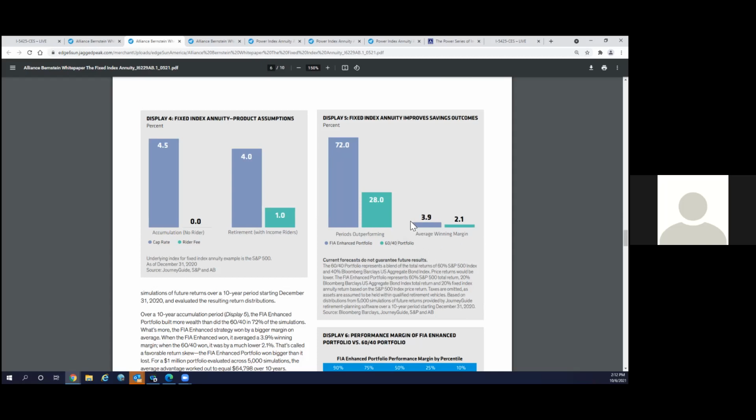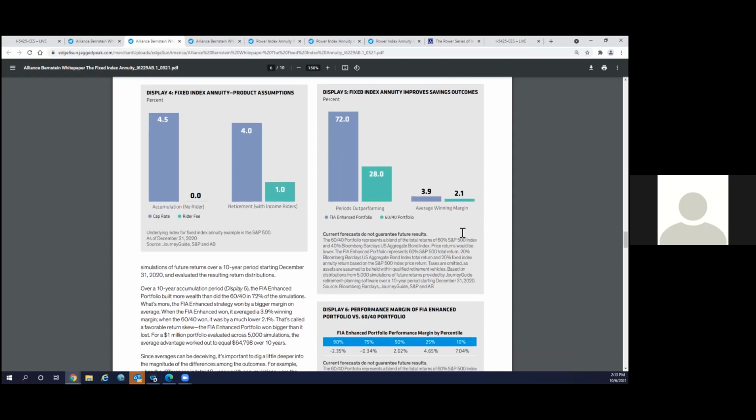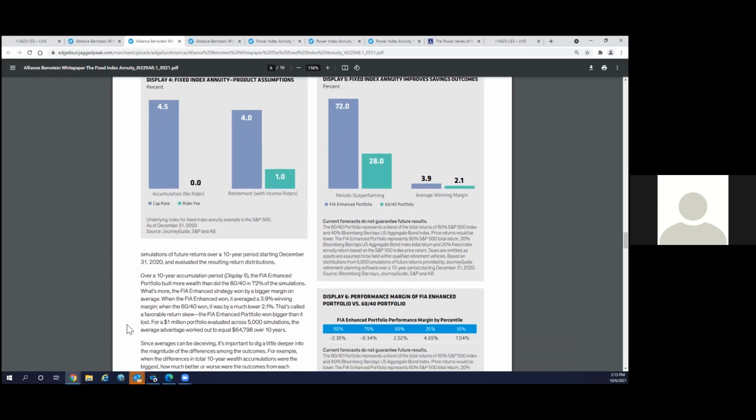Well, the FIA enhanced portfolio outperforms by a 3.9% margin, whereas when the traditional 60/40 wins 28% of the time, it only wins by a 2.1% margin. What's the result? Well, the dollar result is, take a look here. The average advantage worked out to equal $64,798 over 10 years.